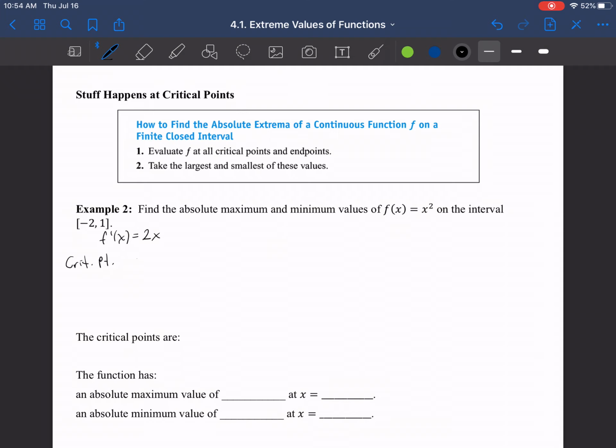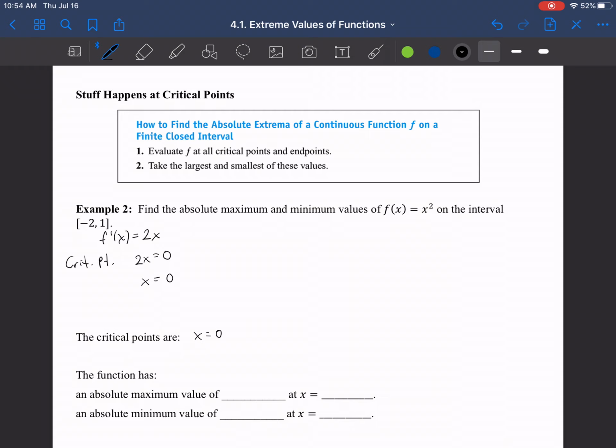That's going to be at 2x equals 0, and therefore at x equals 0. So the critical point is x equals 0, right there. The function has an absolute maximum of 4. So now we have to actually evaluate at the boundaries.